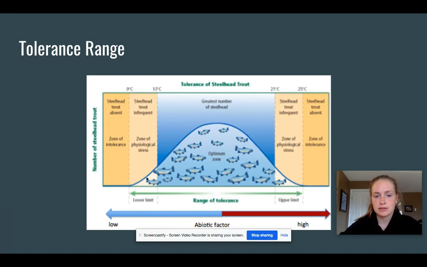Here they're starting to experience some stress, and then here they start to die. And then over here at the upper limit of the tolerance range, we can see that they start to experience stress past 21 degrees Celsius, and the same kind of thing is happening. This is where they would start to die. And anywhere after 25 degrees Celsius, there would not be any steelhead trout.